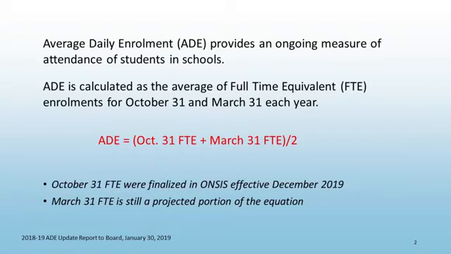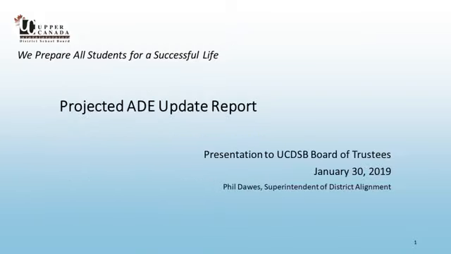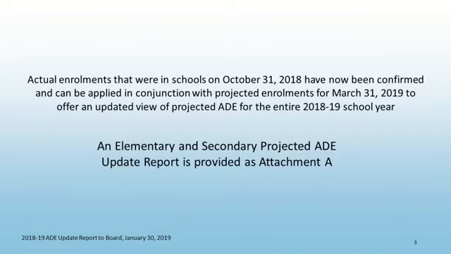So the trick here is that now we have actual enrollments for October the 31st this year. But ADE for the 2018-19 school year is still projected because we don't yet have the March enrollments in place. We developed original ADE enrollment projections back in the spring so that we were ready to go with school operations. We had an idea through our projected ADE initially what we thought our enrollments would look like. Now we have actual enrollments for October the 31st that we can apply to a recalculation of the ADE. So it's still projected, but it's updated to account for actual enrollments that were in place October the 31st.